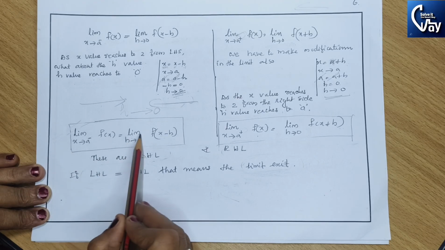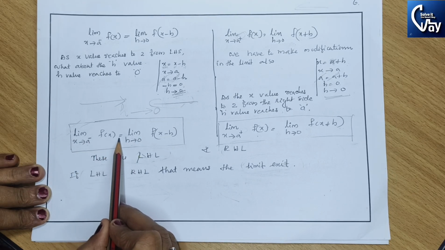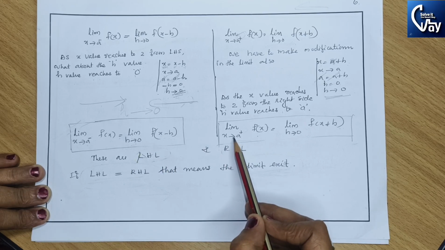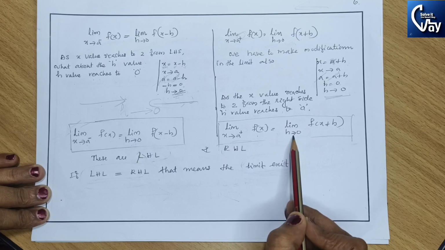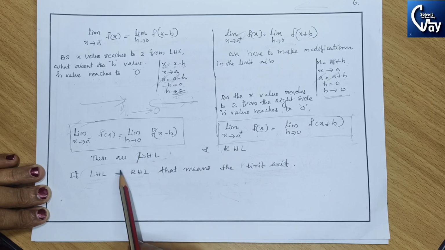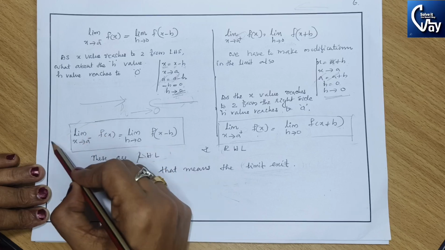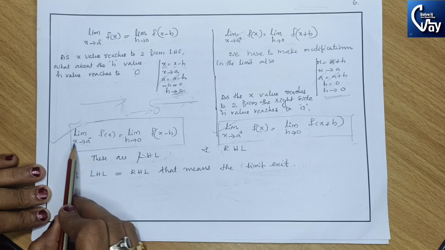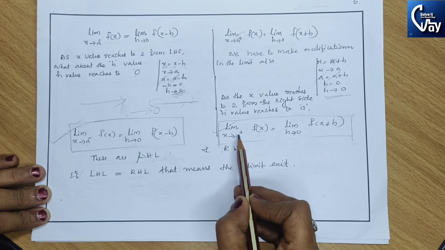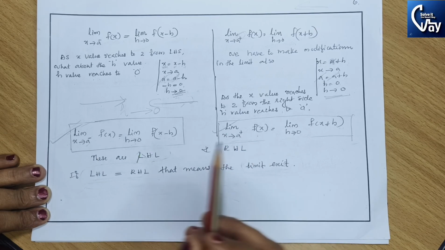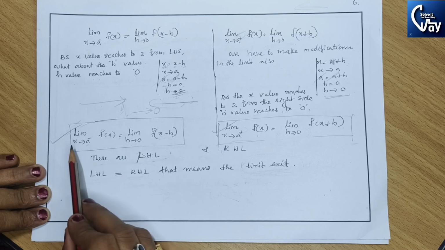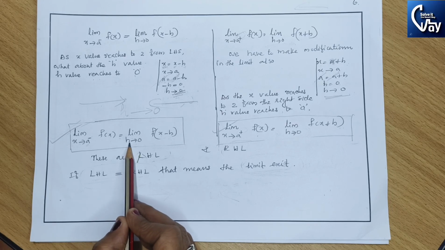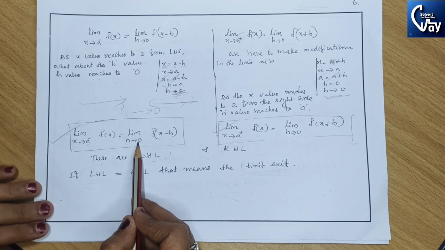So the left hand limit we write as limit x approaching a minus of f of x equals limit h approaching 0 of f of x minus h. Limit x approaching a plus of f of x equals limit h approaching 0 of f of x plus h. This is the representation of the left hand limit and this is the representation of the right hand limit. X approaching a minus means x approaching a from the left side. X approaching a plus means x approaching a from the right side. H approaching 0 means x approaching a from the left side. At that time, we earlier saw in the table h approaching 0.